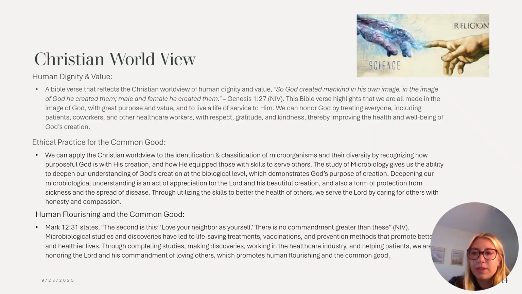Mark 12:31 states, "The second is this: love your neighbor as yourself. There is no commandment greater than these." Microbiological studies and discoveries have led to life-saving treatments, vaccinations, and prevention methods that promote better and healthier lives. Through completing studies, making discoveries, working in the healthcare industry, and helping patients, we are honoring the Lord and his commandment of loving others, which promotes human flourishing and the common good.